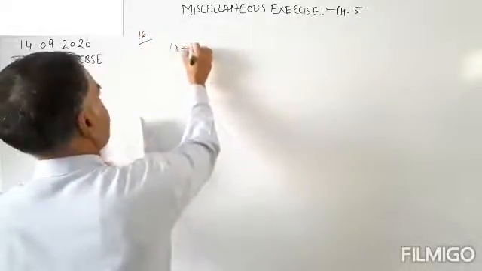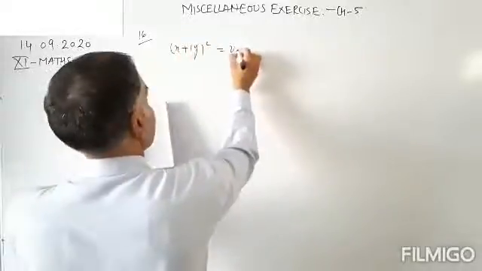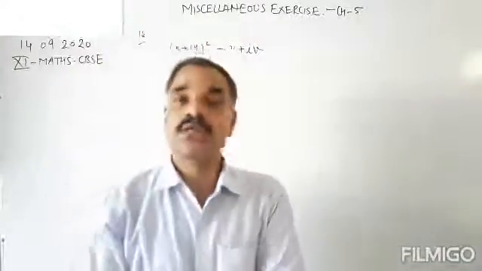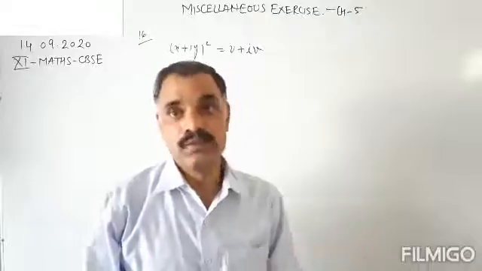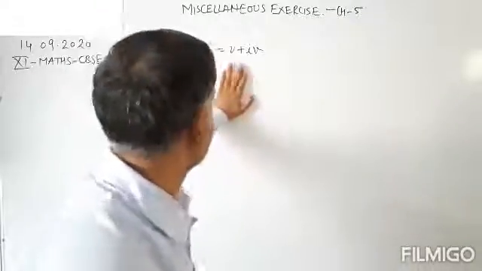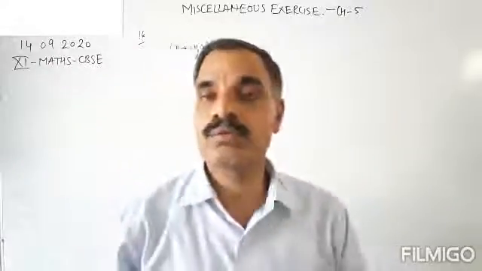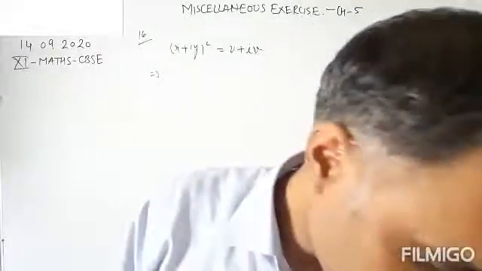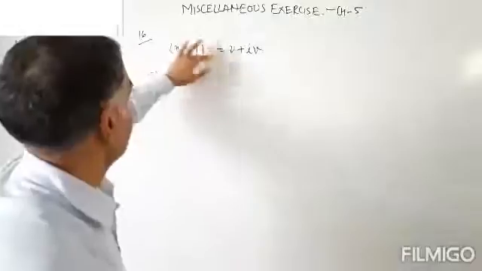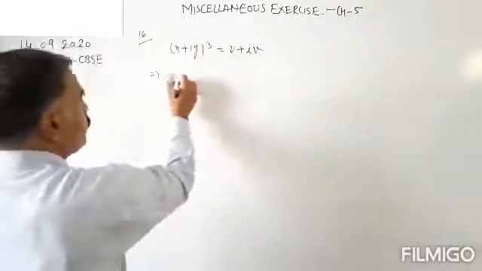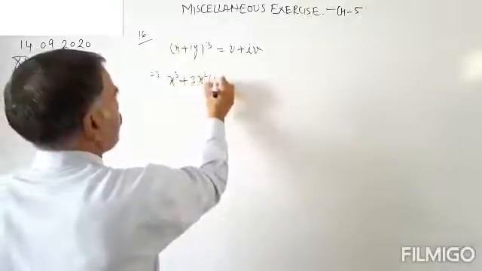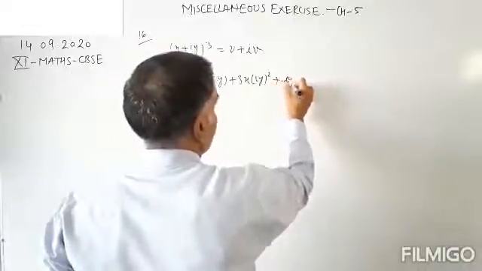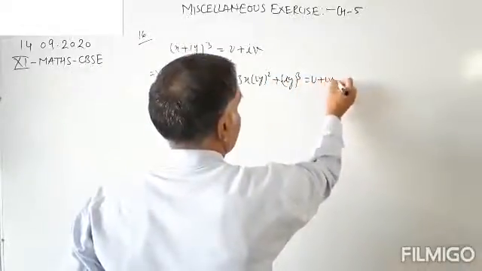if (x plus iota y) whole cube is equal to u plus iota v, then show that u upon x plus v upon y equals 4 into (x square minus y square). Okay, so we have to solve this equation and find the values of u and v. So solving this means (x plus iota y) whole cube equals x cube plus 3x square y iota plus 3x y square iota square plus y cube iota cube, which is equal to u plus iota v.